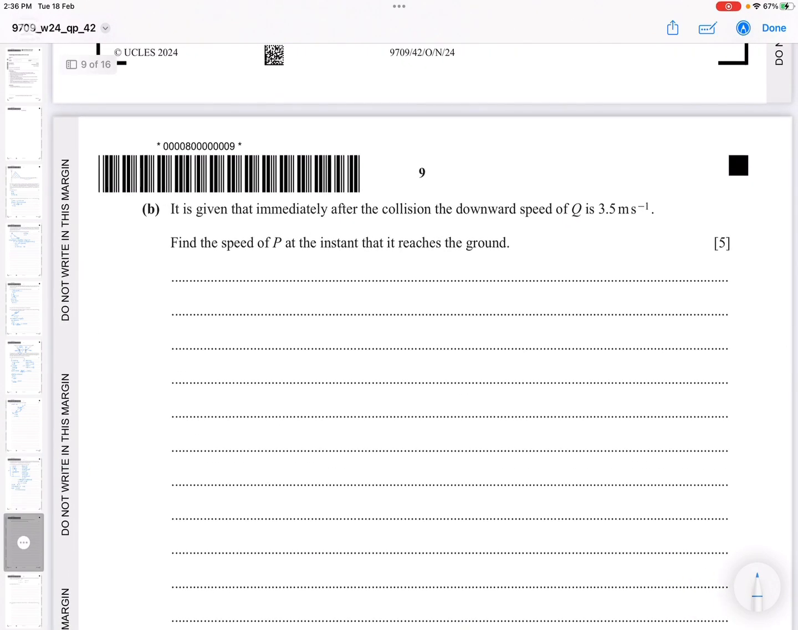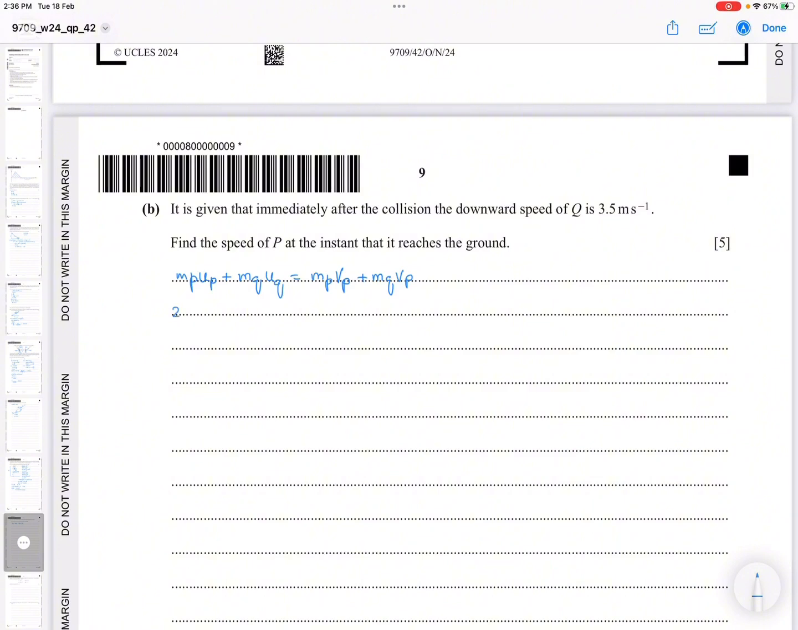In part B, it is given that immediately after the collision, the downward speed of Q is 3.5 meter per second. Find the speed of P at the instant that it reaches the ground. So now use the principle of conservation of momentum. So mp up plus mq uq is equal to mp vp plus mq vq. Now put the values.